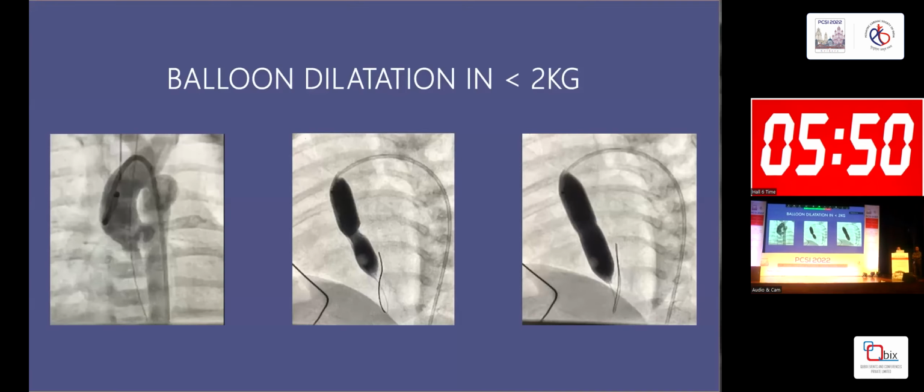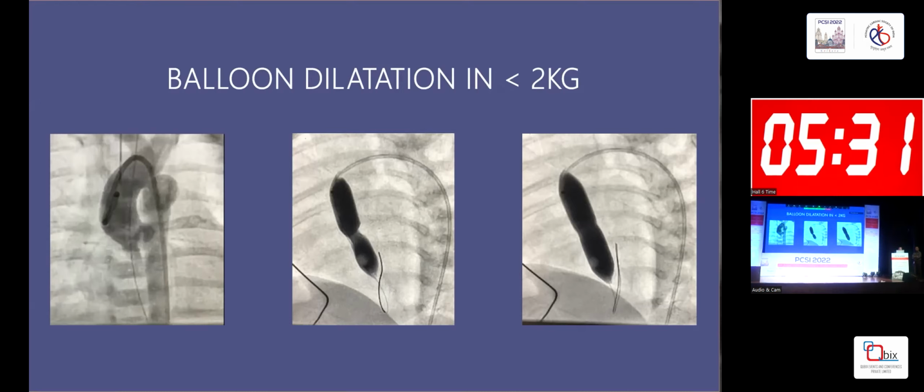Coming to balloon dilatation in children less than 2 kilos, the important thing is that I use a cut pigtail to cross them. And detailed echocardiography about exactly where the orifice is, I think, is a good strategy. It allows you to position a catheter in such a direction so as to make sure your wire enters it.